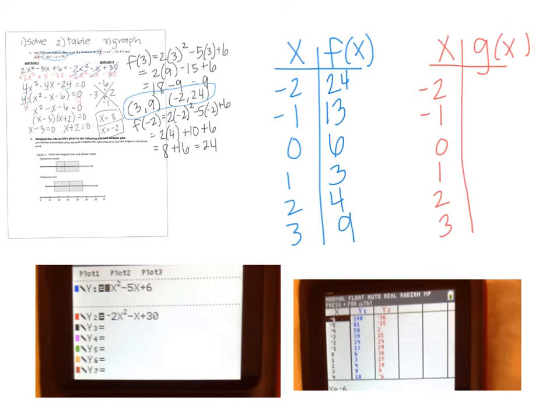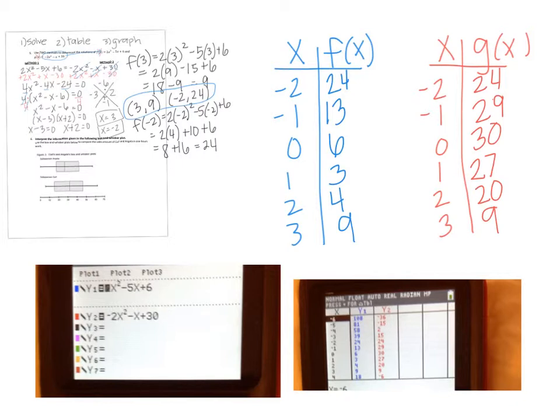For g of x, the answer for negative 2 is 24. Negative 1 is 27. 2 is 20. Oops, sorry, 0 is 30. Oops, I got confused. Negative 1 is actually 29. So let me erase that. Negative 1 is 29, 0 is 30, 1 is 27, 2 is 20, and then 3 is 9.